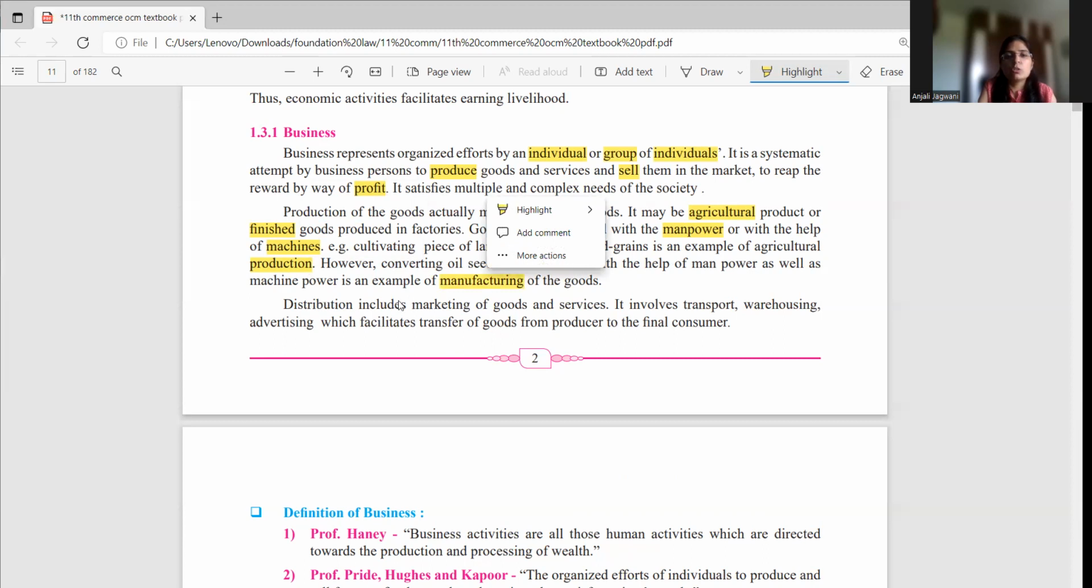So distribution includes, now once the production or manufacturing is done, the next part under business is distribution. Now that production or the good which is manufactured includes marketing of goods and services. Marketing is required for any product or service so that it reaches a large volume of people at a good price. How, what does it involve?